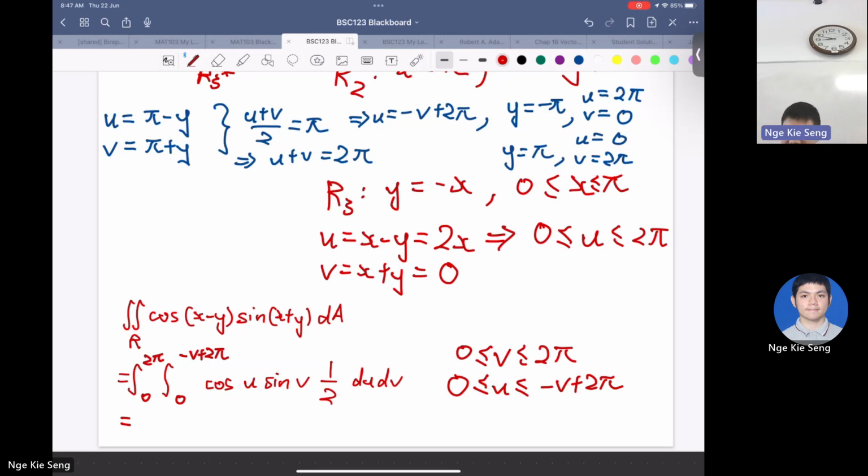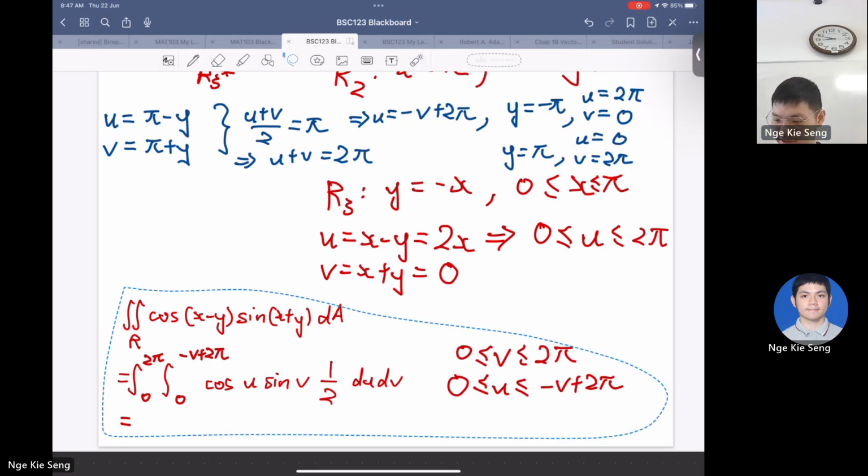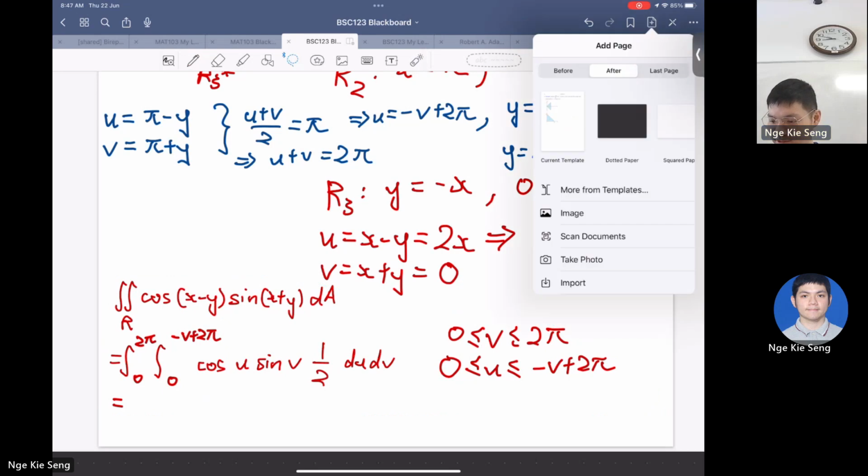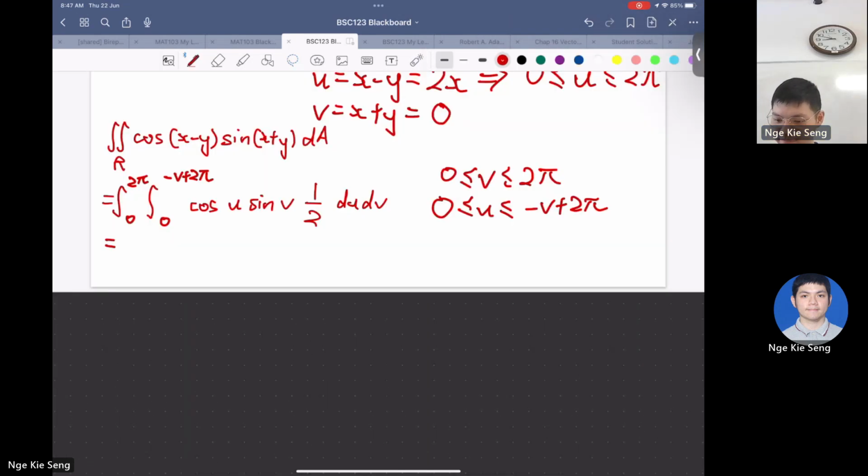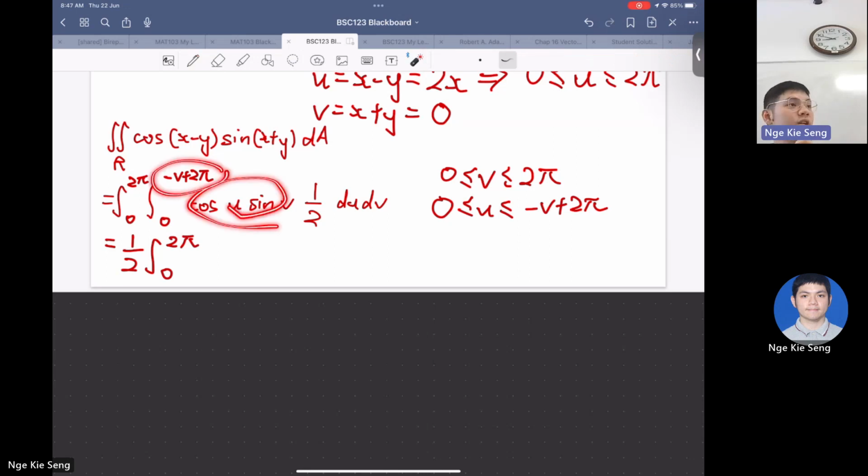So we solve this integral here. Do you want to try to solve it? Okay, let's do it together. We first integrate with respect to u. We cannot split it into a product, because our integral domain depends on v, so you cannot just split straight away. You need to finish your u first. So integrate with respect to u, what do you get?